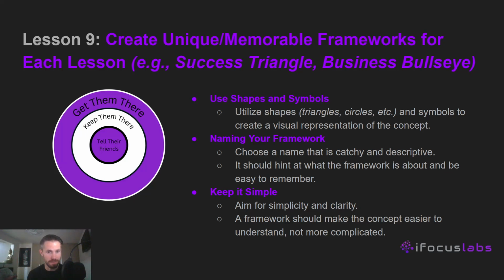Then you name it. The business builder bullseye. The qualification quadrant. Again, I just made these up, but they serve a purpose. Name it something memorable and catchy that's easy to remember in your audience's mind, all right? And then keep it simple. Don't overwhelm them. Get them there. Keep them there. Have them tell their friends. Come on. That's so easy.